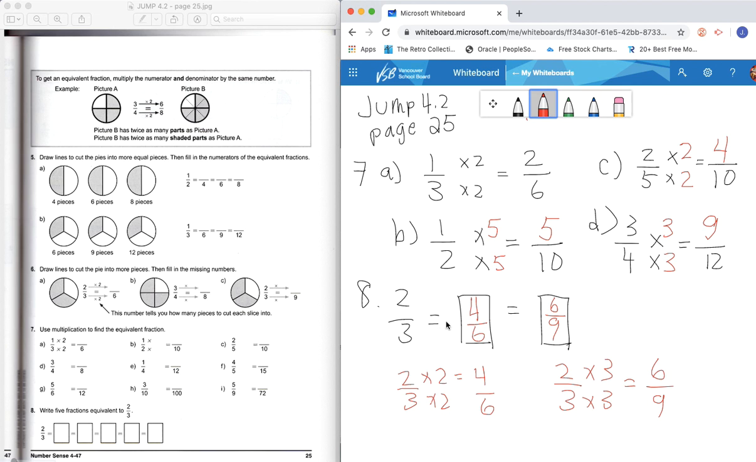Also, I just noticed that for number 6b, make sure you also write what it is multiplied by over here. I didn't do it in the example, but make sure you multiply just like here where it says 3 times 2 equals 6. So you write 4 times 2 equals 8, 3 times 2 equals 6. Okay, all right, that's it.